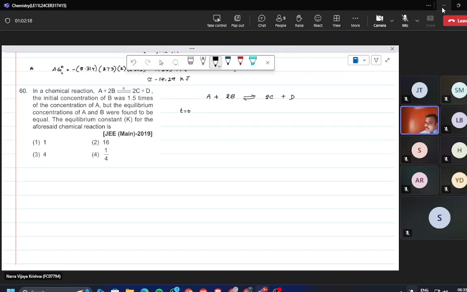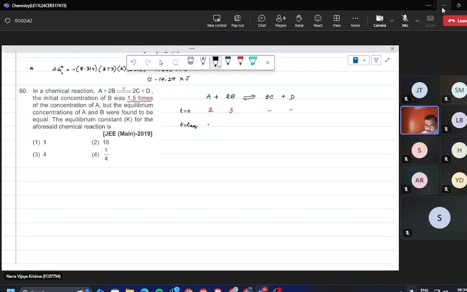And you assume 2 so that all fractions will be removed. Here it is 1.5 times. If I assume 2, automatically this becomes 3. So you will not get any fractions. Nothing wrong. Now, when time t equals equilibrium, third option, sir. Third option, correct.